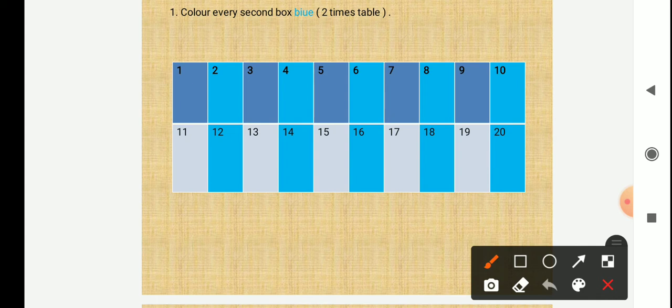So, see here 1. We have to start with the number 2 because here we are preparing the multiplication table of 2. So, first is 2. Skip 3, next number 4. So, we color that box with blue. Skip 5, next 6. Skip 7, next 8. Skip 9, next 10. Skip 11, next 12. Skip 13, next 14. Skip 15, next 16. Skip 17, next 18. Skip 19, next 20. In this way here, we get the multiplication table of 2 by skip counting. And we color every second box with the color blue and complete the 2 times table.